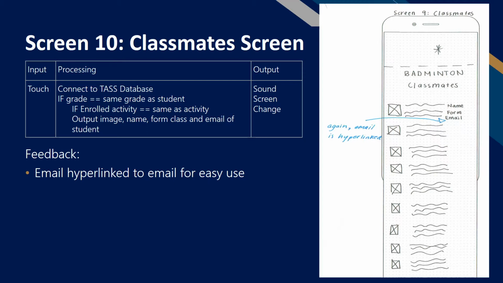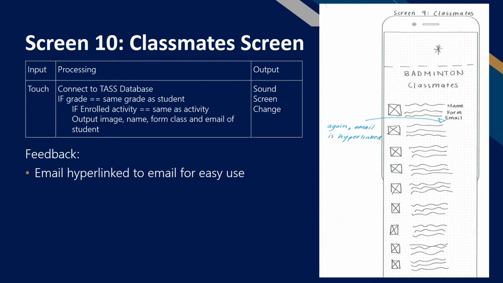This means that the user would be able to easily communicate with their class members to organize carpools and ask any questions they have. It includes a long list of names in alphabetical order, which includes the student's ID photo, name, form class, and email.